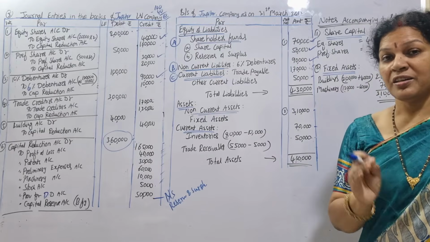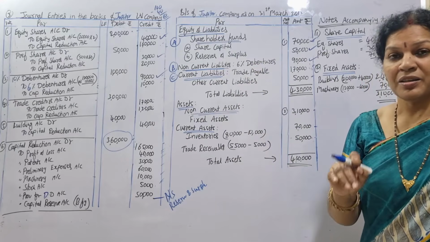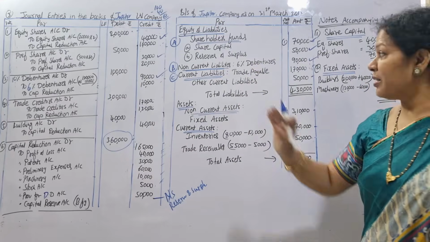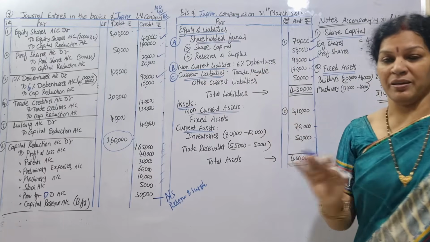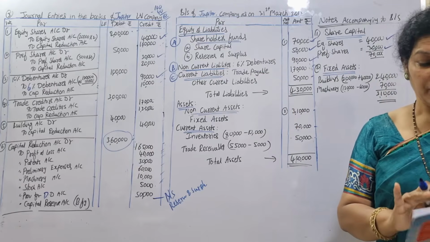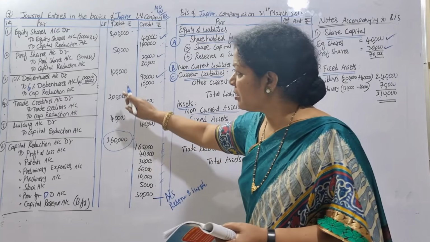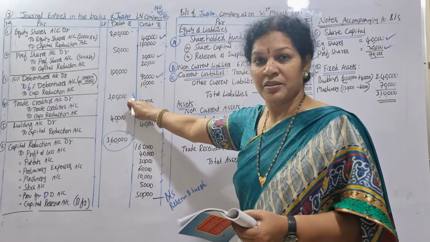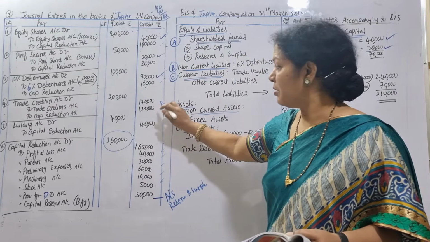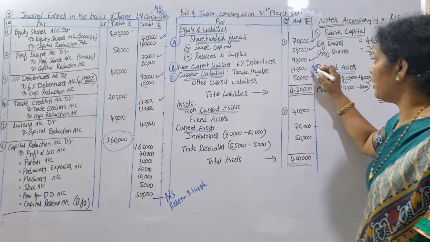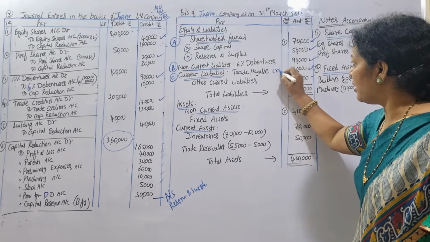After debentures, what else is there? Trade creditors. Trade creditors always come under current liabilities. We never say creditors, we say trade payables. Trade payables was 3 lakh, but there is an adjustment I think. Yes, 3 lakh it was. Now we reduced it to 1,70,000, so 1,70,000 only we are writing as trade payables. Trade payables means nothing but creditors.